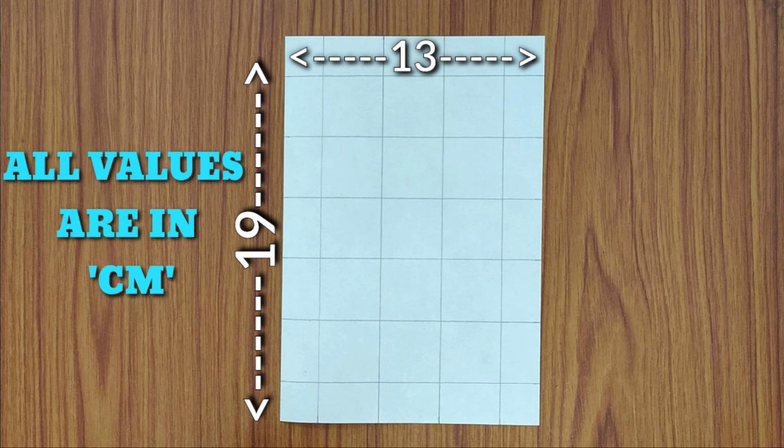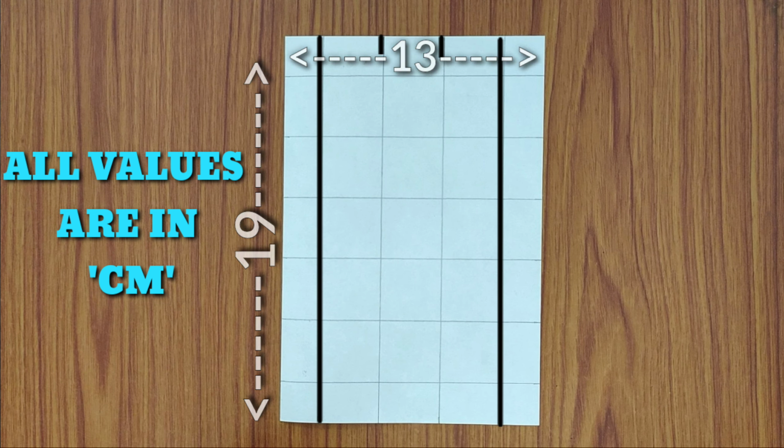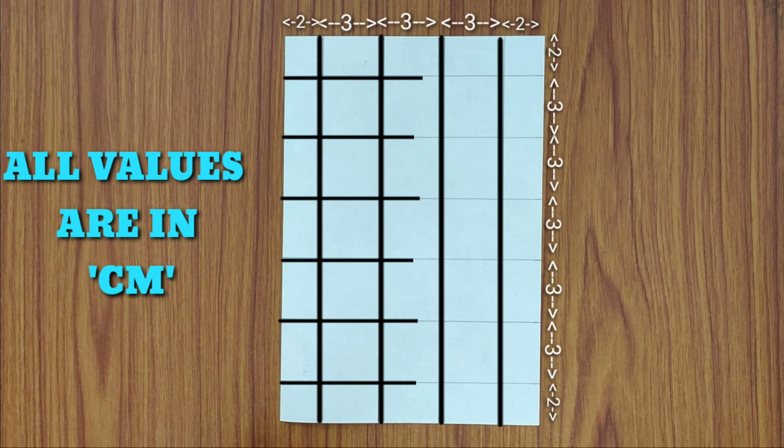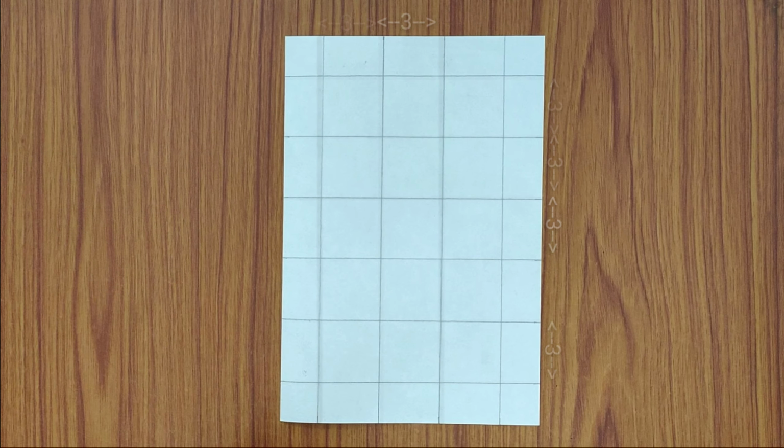As always, let's take a rectangular piece of paper of dimensions 19 into 13 cm. Please focus. This time I have changed the proportion from 19 into 14 cm to 19 into 13 cm. This proportion is different from all other alphabets. So focus on the parameters and draw the lines.